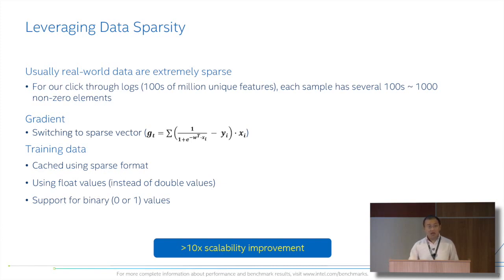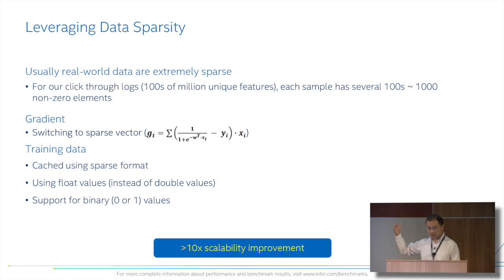In addition, people typically use double to store all the data. But in reality, this can be further optimized. For instance, most of the applications we have don't need a double; float will do just fine for them. And a lot of data are actually binary data. They don't have double or float values, they have just either 0 or 1. So in those cases, you can build a format optimized for binary data.